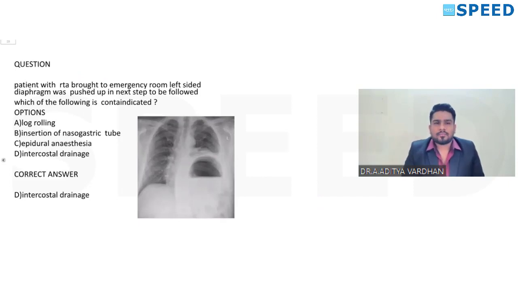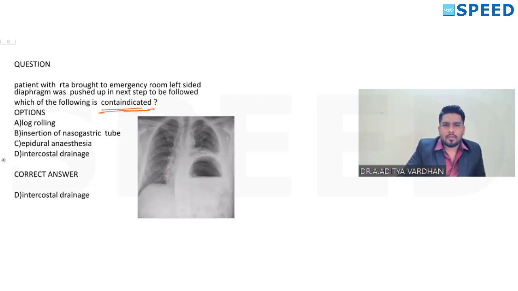Now let's get to our next question. A patient with RTA brought to the emergency room, left-sided diaphragm was pushed up. Next step to be done. In the next step in management, which of the following is contraindicated is the question. Okay. So here they have given you a chest radiograph image.